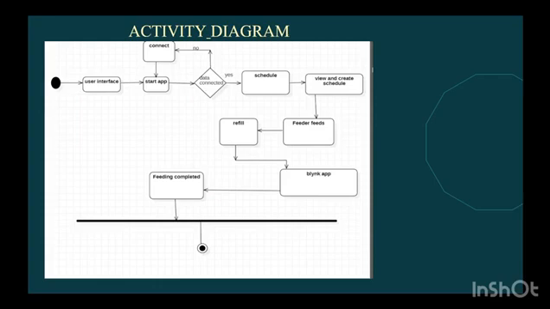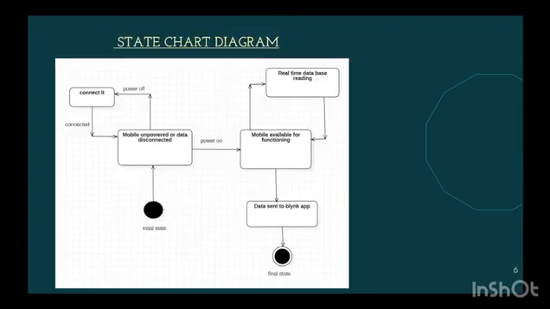State chart diagram. We start with a mobile or unpowered state. Now we have to check if the connection is available. If it is not connected, we need to make the connection. Once the power is on, the device is now available for functioning. Now it uses the real-time database to read the real time. Once this step is completed, the data is sent to the Blynk application and goes into the final state.